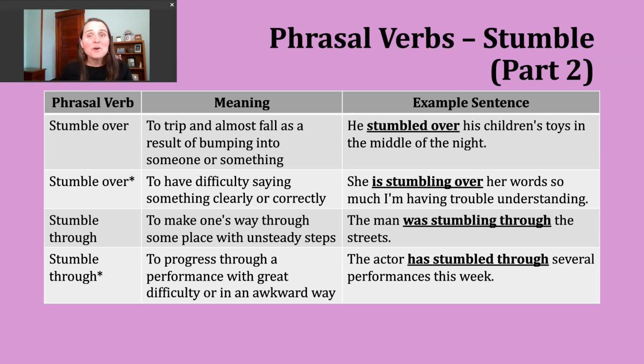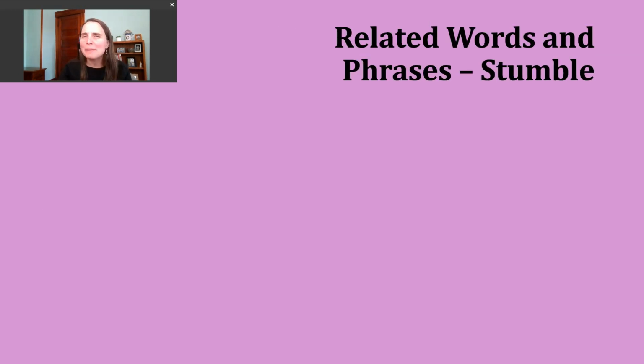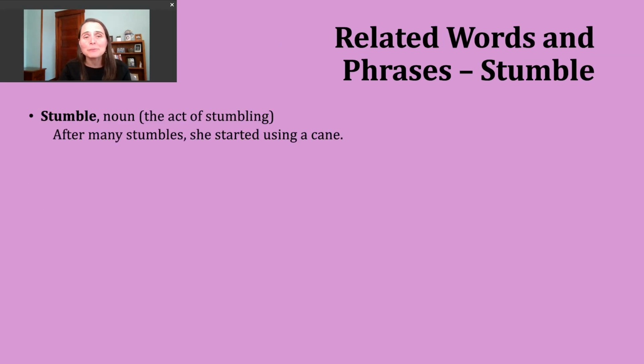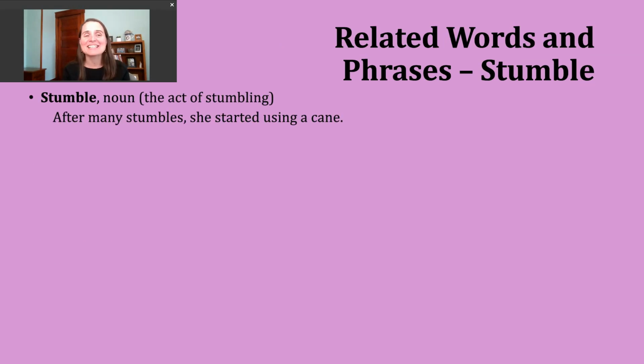Okay. Now let's move on and spend just a couple minutes looking at some words and phrases related to our verb stumble. And the first word we're going to discuss is just the noun form of this word. So exact same spelling and the exact same pronunciation. Stumble as a noun means the act of stumbling, and this could be connected to any of those earlier definitions we've talked about. So that trip, it could be the act of discovering something, anything we've discussed earlier.